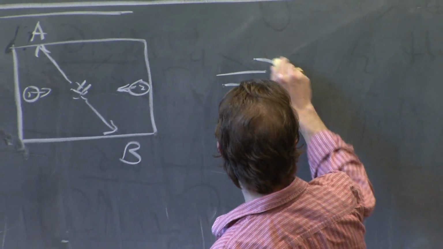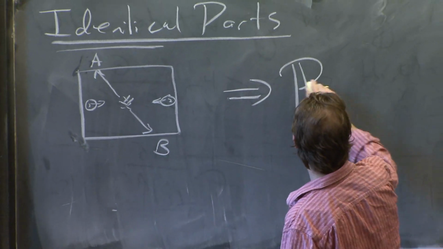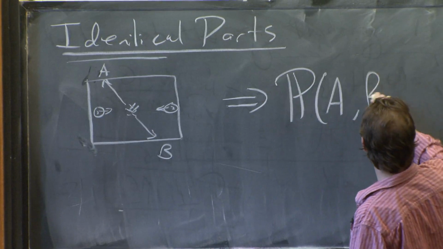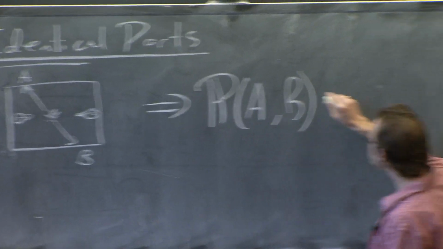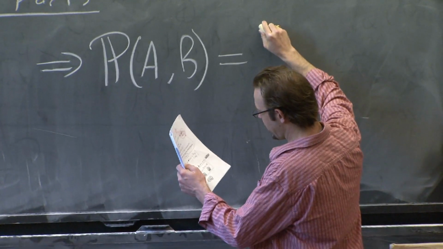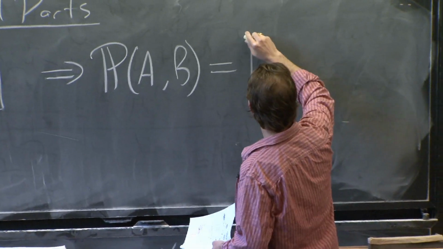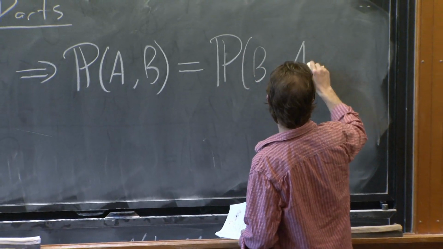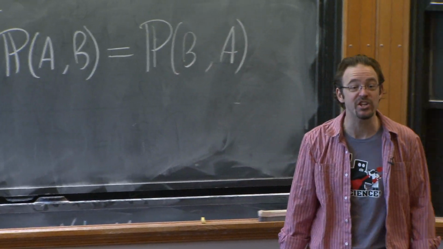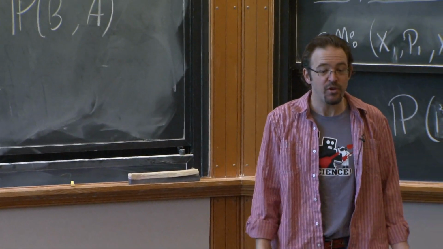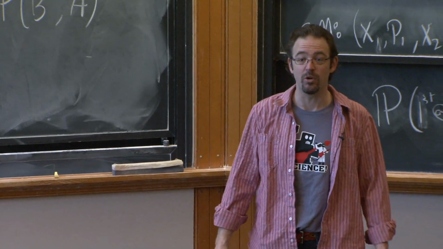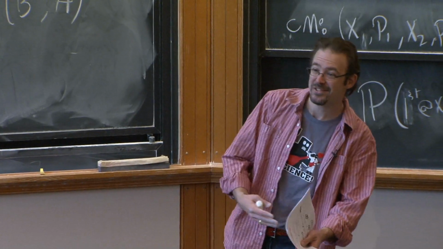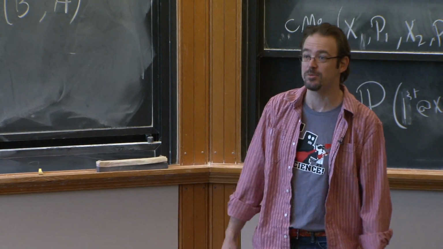So the first and basic consequence of this is that the probability that the first particle ends up at A and the second particle ends up at B must be equal to the probability that the first particle ends up at B and the second particle ends up at A, because you can't tell which is which. If you can't tell, it must be that those probabilities are equal. Because if they weren't equal, you effectively have skewed the result, and they're distinguishable.